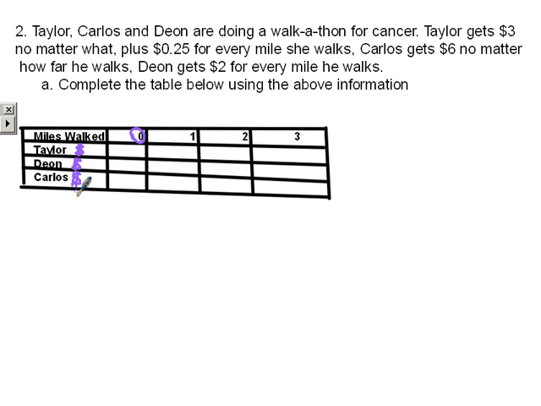So we have that Taylor and Carlos and Dion are doing a walkathon for cancer. Taylor gets $3 no matter what, plus 25 cents for every mile she walks. Carlos gets $6 no matter what, no matter how far he walks, and Dion gets $2 for every mile he walks. And we need to complete the table below.